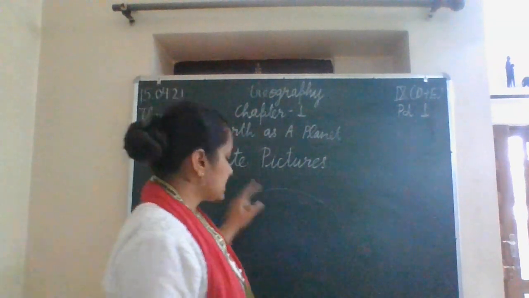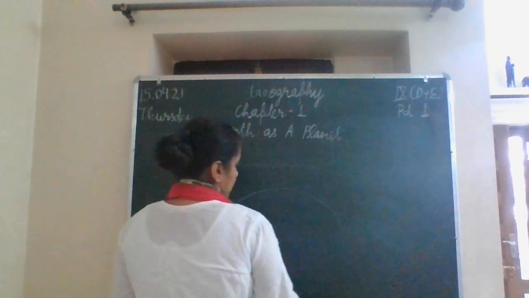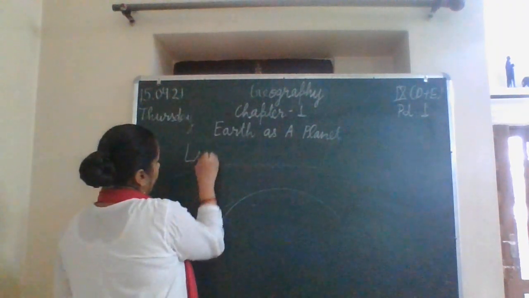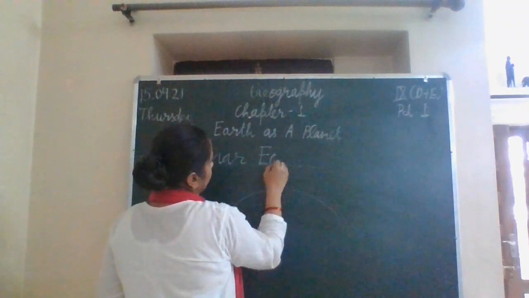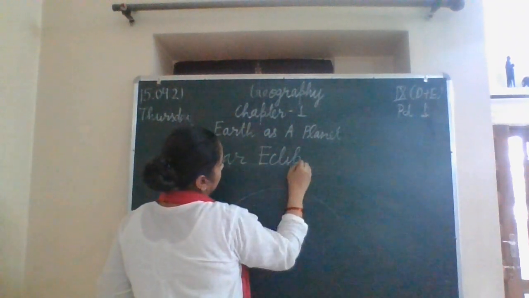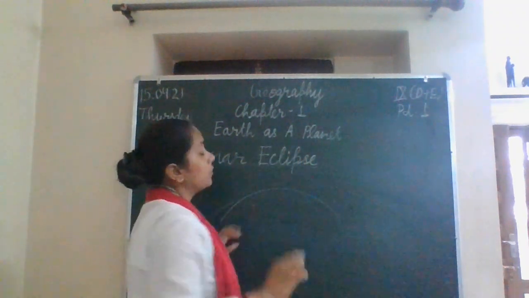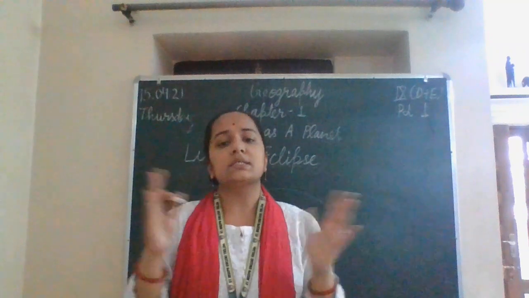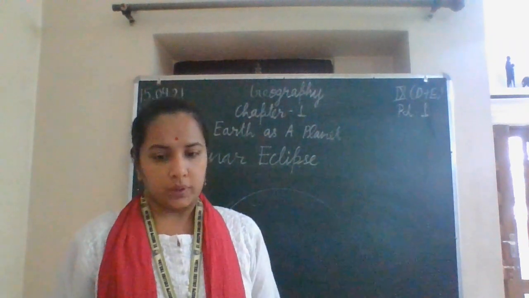So with this lunar eclipse, we can find that the earth is spherical in shape and not flattened.